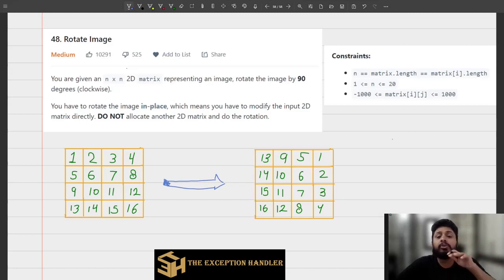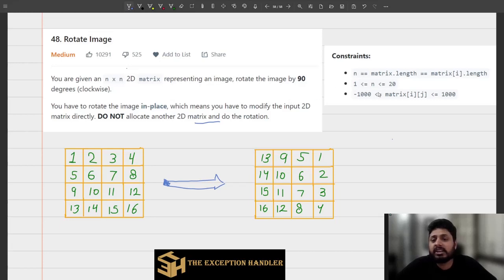And you have to do it in place. You don't have to create a new array. So if you see in the last, do not allocate another 2D matrix and do the rotation. You have to do it on the same matrix so that you save on the space.